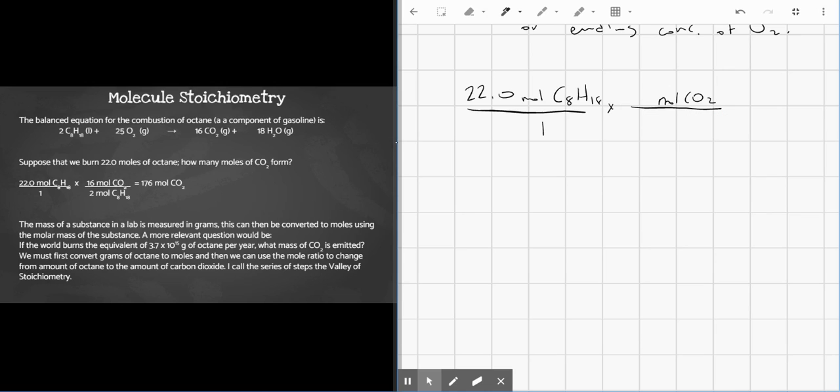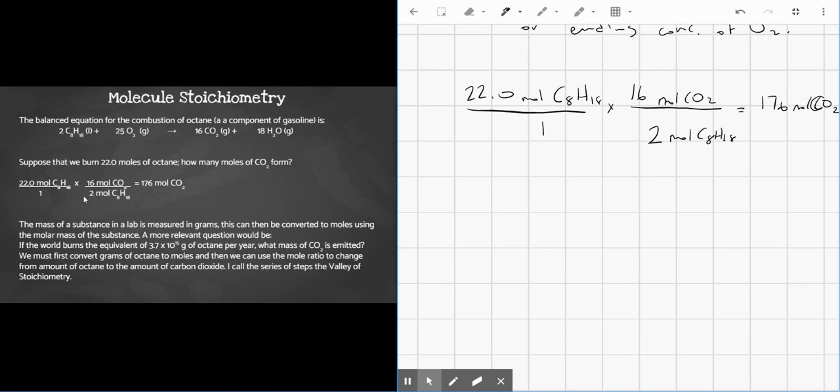And we want this octane to go away. So moles of octane go on the bottom. And the numbers for this ratio come from the balanced equation over here. So it's 2 to 16, 2 down here, 16 up here. And so mathematically, we're going to multiply 22 and 16, divide by 2 times 1, which is just dividing by 2, and we get 176 moles of CO2. So from just 22 moles of octane, we get 176 moles of CO2. Okay, that's a really ugly C. All right, so this is using a mole ratio.